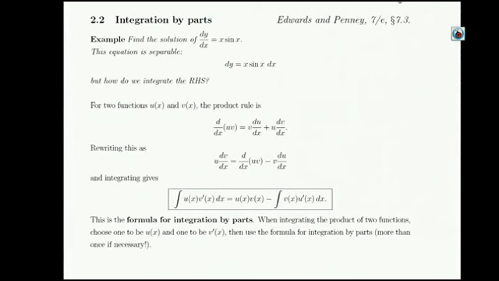Okay, hands up who's done integration by parts before. Oh, nobody. Normally there's a few. Okay, that's good. All right.